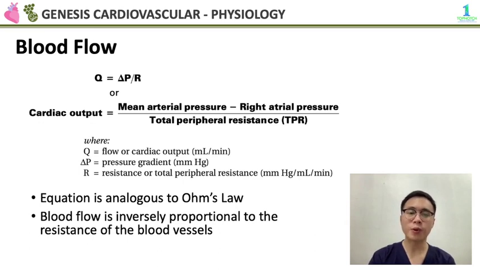So let's digest blood flow a little bit further. So here you have another formula. Q, which is the flow, is equal to the pressure gradient, designated as the delta P, over the R, which represents the resistance or the total peripheral resistance. So basically here you see cardiac output is equal to the mean arterial pressure minus the right atrial pressure over the total peripheral resistance. So this formula over here is analogous to the Ohm's law. So the main implication of this formula here is to say that blood flow is inversely proportional to the resistance of the blood vessels. Okay, so fairly straightforward naman yung concept.